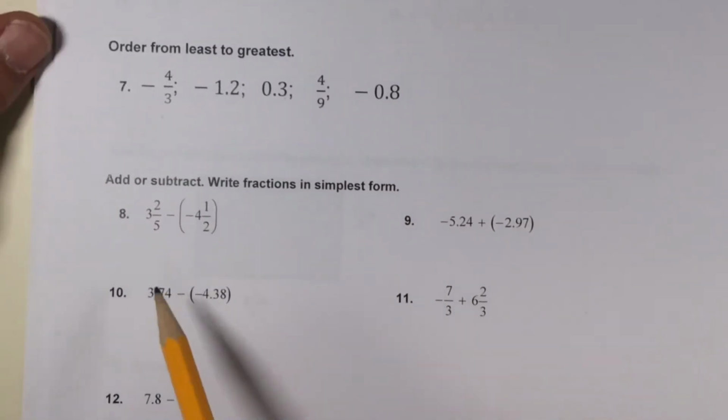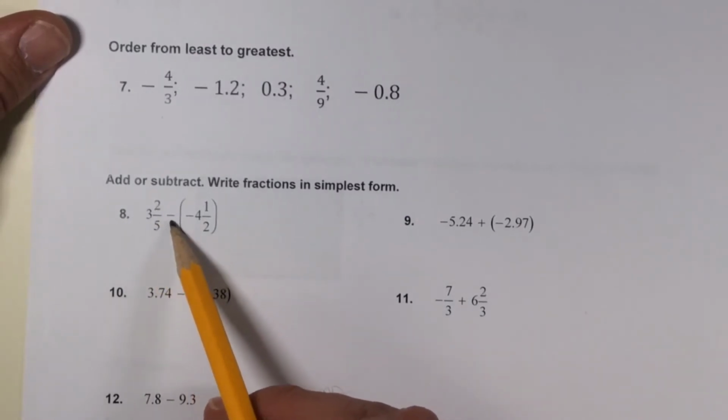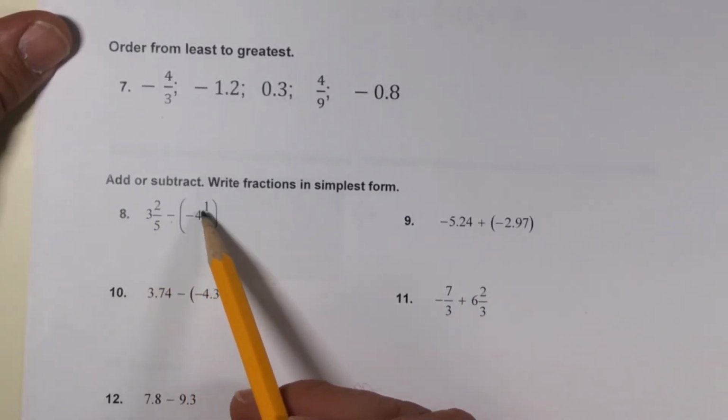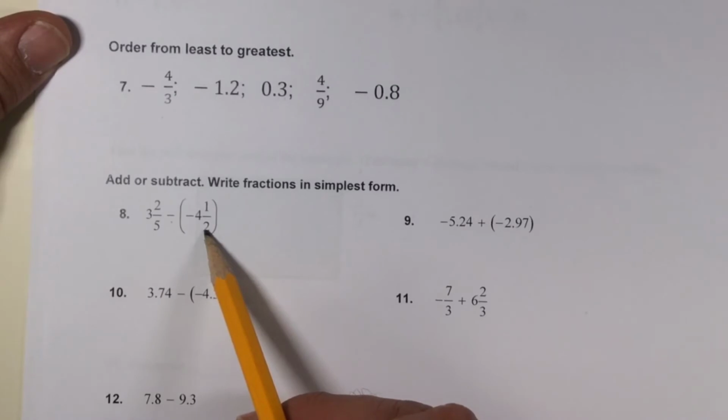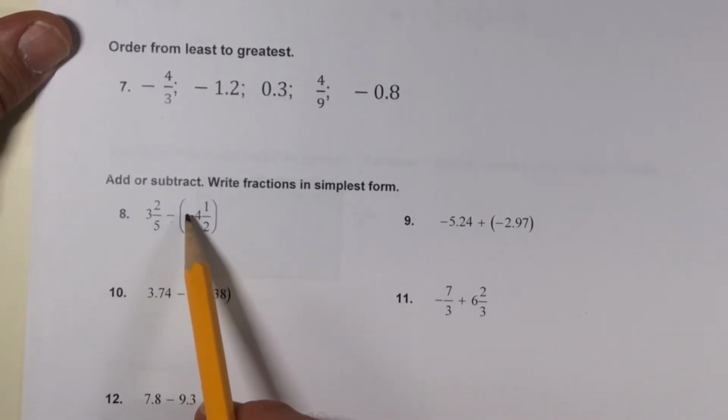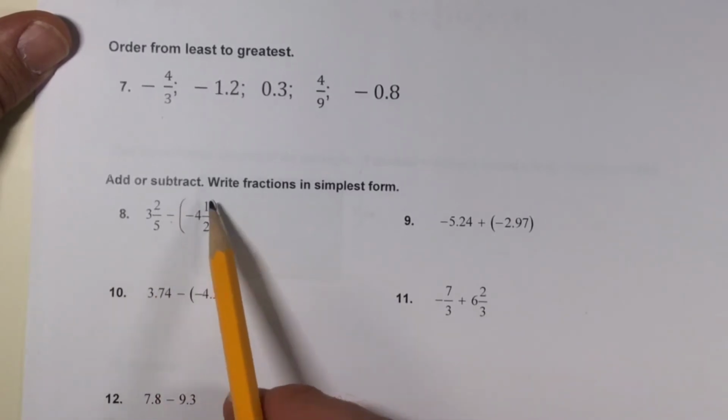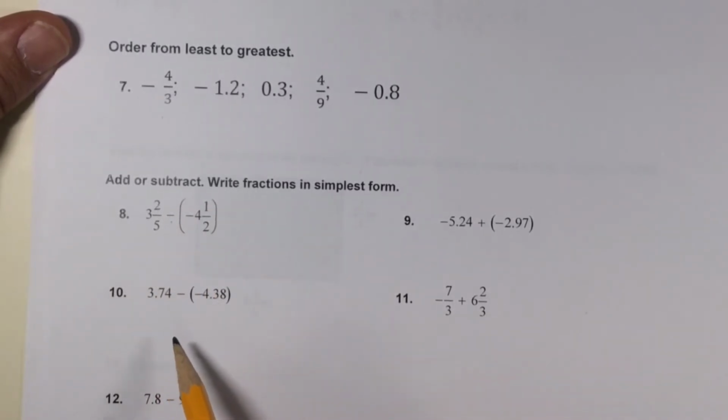Number 8, 3 2/5 minus a -4 1/2. Well, the first thing I would do on this is take these two negatives and make it a big plus, which just makes this a mixed number plus another mixed number. Find a common denominator and add those up.